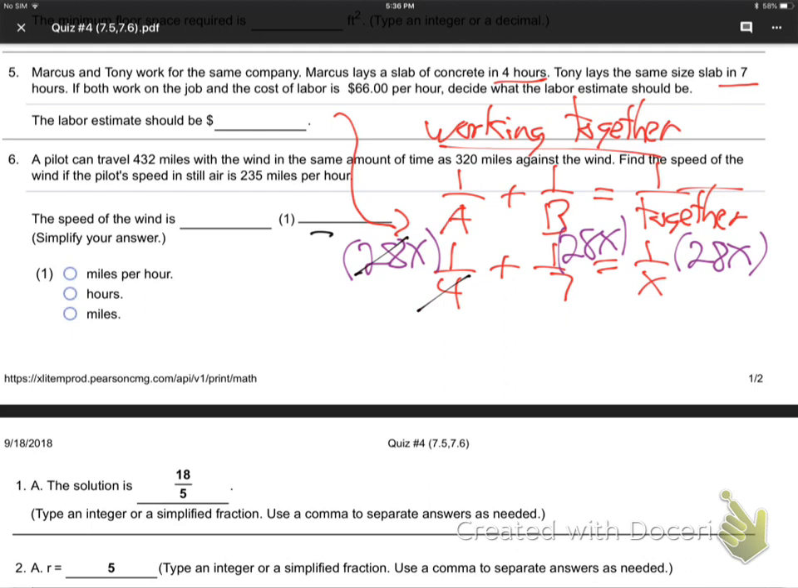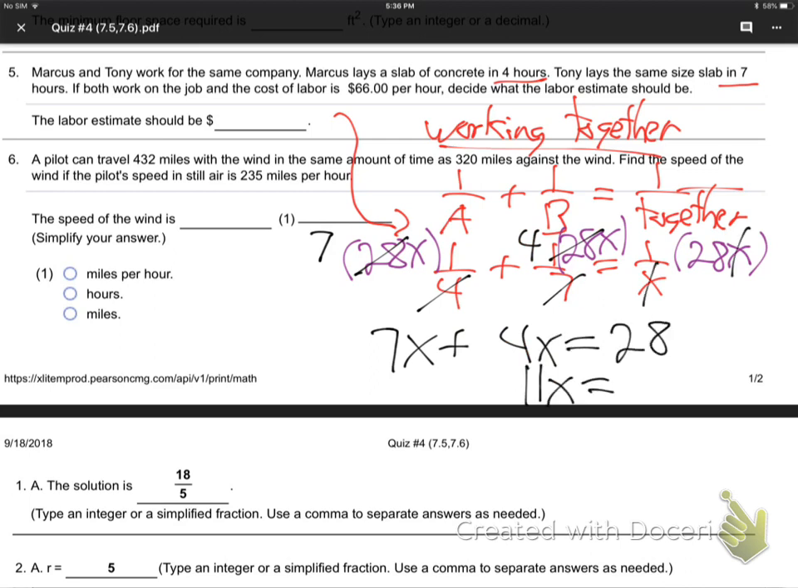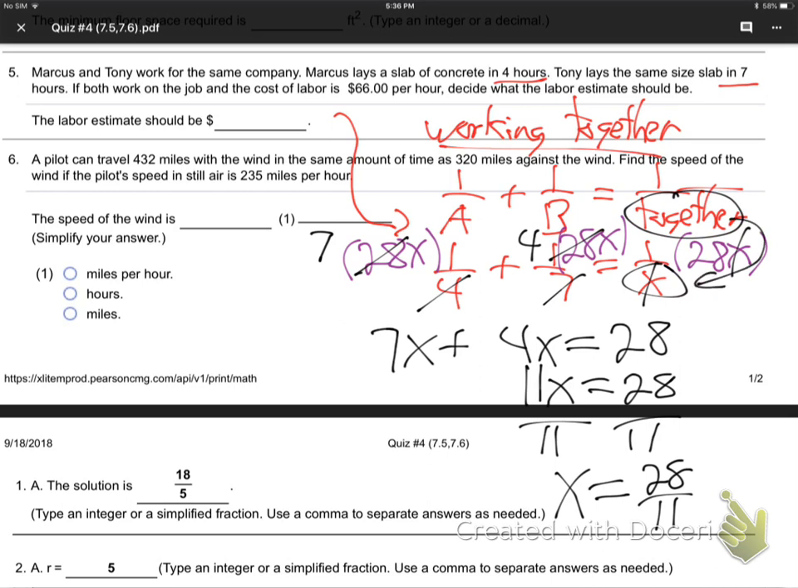4 goes into 28 7 times, that's 7x. 7 goes into 28 4 times, that's 4x. X cancels x, 28. That's 11x is 28. Divide by 11. X is 28/11. Now careful, that's not the answer to the problem. That's the together, right? That's where the x was. It was how long together. So this is hours together. So it'll take Marcus and Tony 28/11 hours together to get the job done.